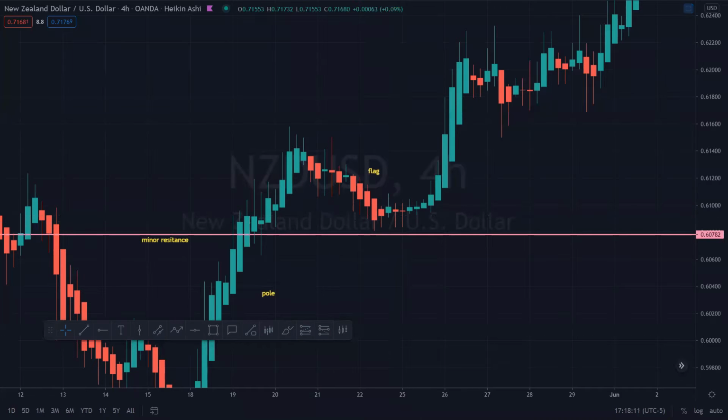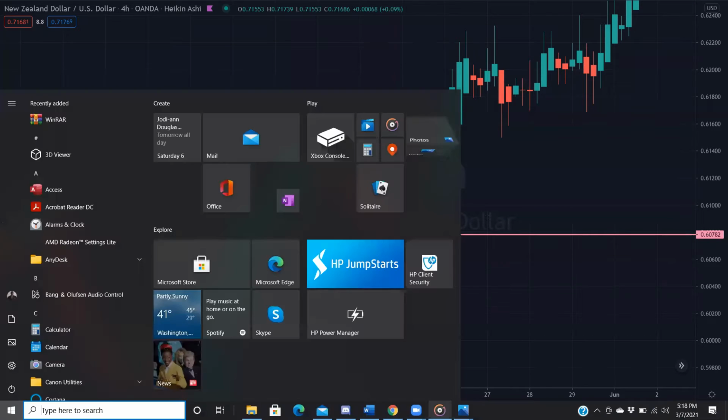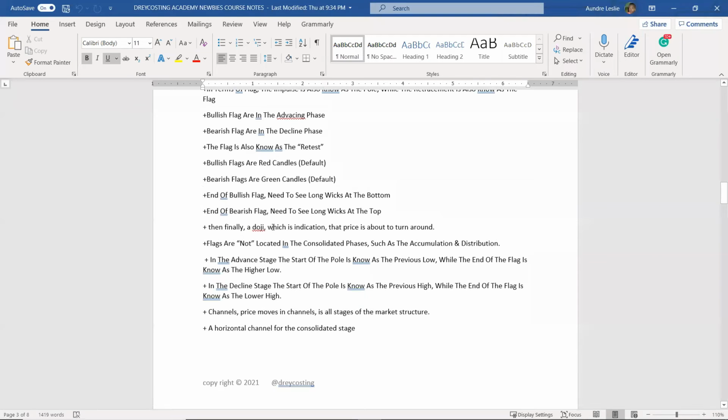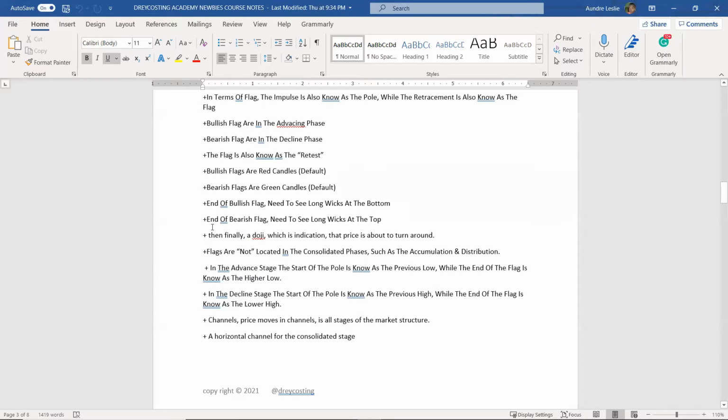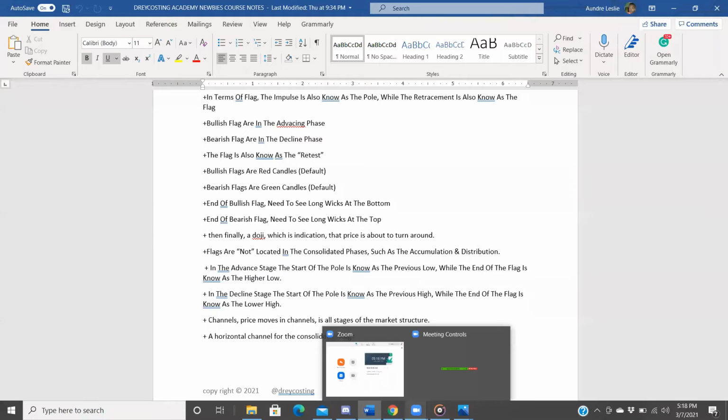Every time, when you're looking at the end of the flag, you're looking for something called a doji. Let me go to my notes. Doji. So you want to see the wicks. Then finally, you want to see a doji, which indicates that price is about to change direction. Price is about to turn around.